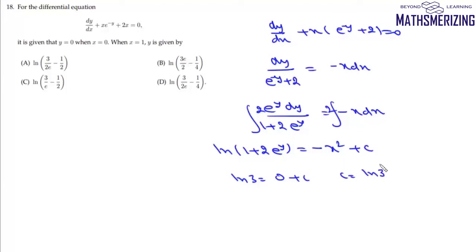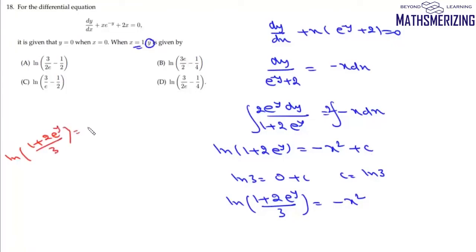So we'll take this c on the left hand side. Then log m minus n is log m by n. We can write log 1 plus 2 e to the power y upon 3, and this value is equal to minus x square. Now we'll need to find value of y when the value of x is 1. If we put x as 1, we'll get log 1 plus 2 e to the power y upon 3, and it is minus 1. We'll take antilog.